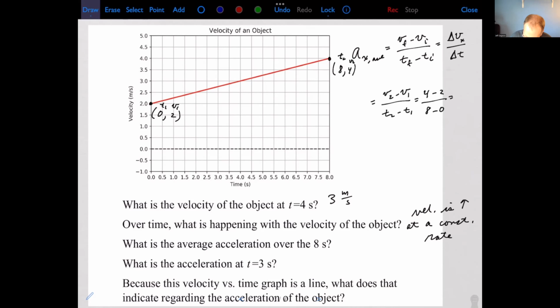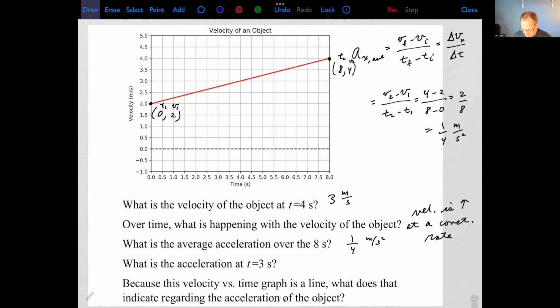In this case, it looks like it's 2/8, which is equal to 1/4 if I simplify. And it has units of meters per second, which we always write as meters per second squared. So it looks like the average acceleration over that entire time period is 1/4 meters per second squared. So 0.25, right? Meters per second squared.